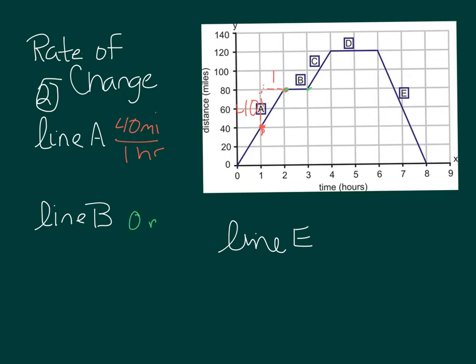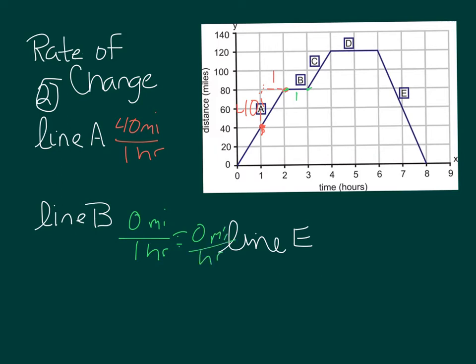It's 0 miles. We do go over 1 unit to the right, okay? So that's 1 hour. Well, 0 miles over 1 hour, that's 0 miles per hour, okay? So that's 0 miles per hour.